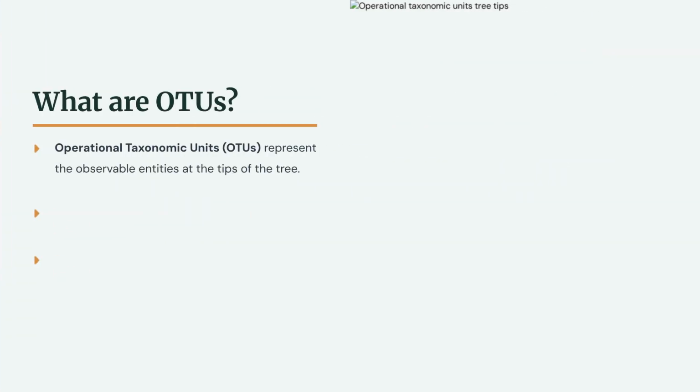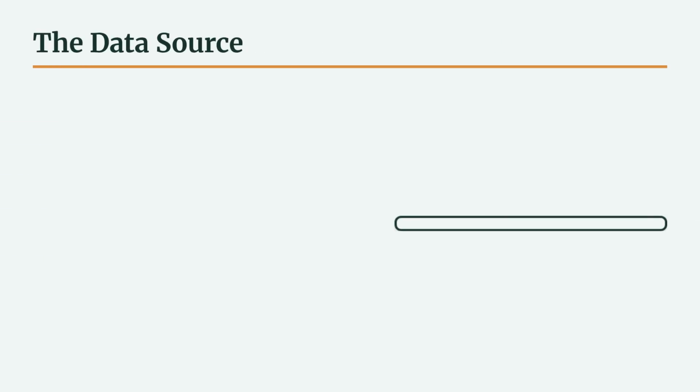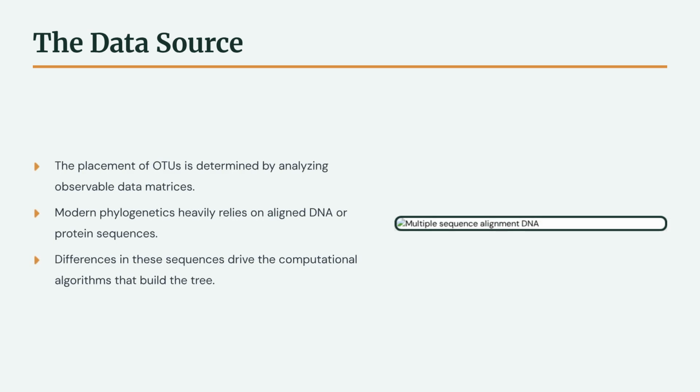Operational taxonomic units, or OTUs, are the observable entities at the tips of the tree. They can be species, populations, or DNA sequences, and are the raw empirical units being compared. The placement of OTUs is determined by analyzing observable data matrices, such as aligned DNA or protein sequences. Differences in these sequences drive the computational algorithms that build the tree.